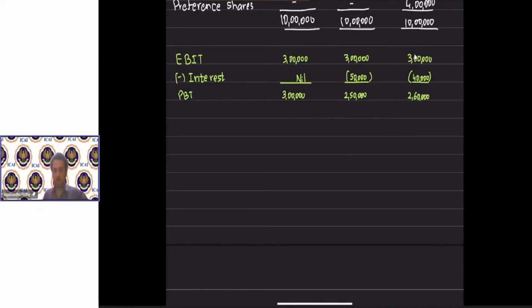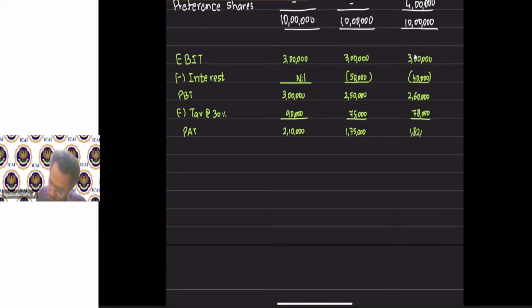Okay. Now, from that, obviously, we are going to pay some taxes also. So let's say tax at the rate of 30%. That works out to be 90,000. Then over here, 30% will be 75,000. And in the last case, it is 78,000. And that will give us a profit after tax of 2 lakh 10,000, 1 lakh 75,000, and 1 lakh 82,000.